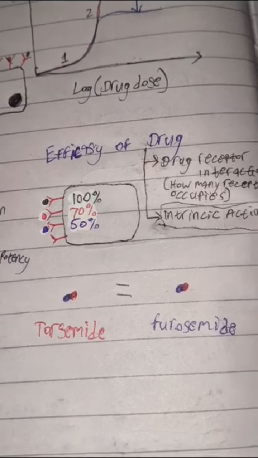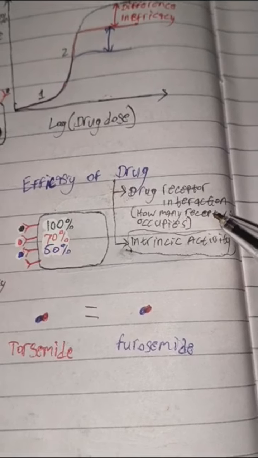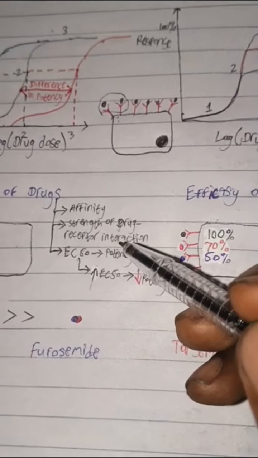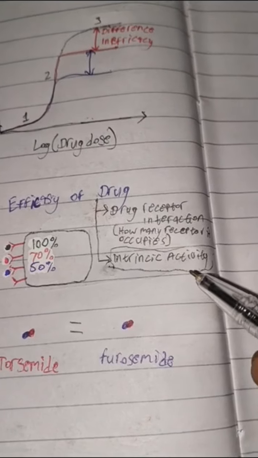What about efficacy? Efficacy is the drug receptor interaction itself, meaning how many receptors the drug occupies. It's different from the strength of a drug receptor interaction. This is just how many receptors the drug occupies, and also the drug's intrinsic activity.